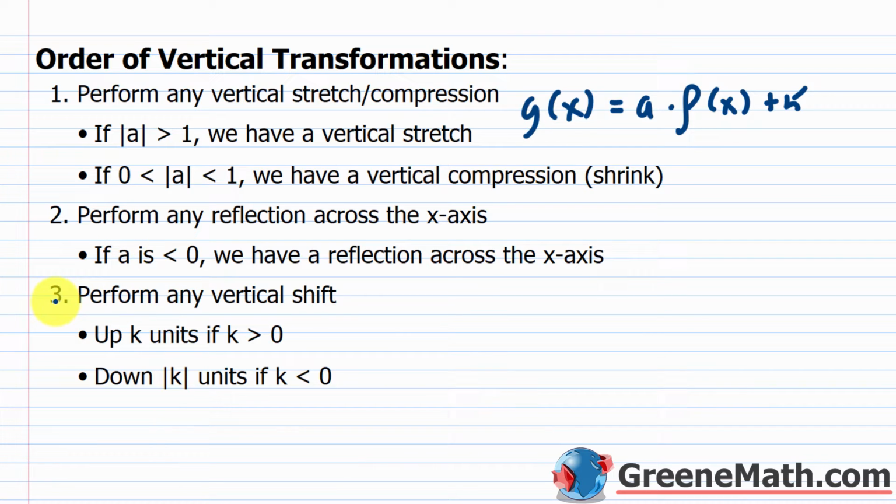It's just important that the third thing or the last thing you do if you're doing vertical transformations is that you perform any vertical shift. That would be last, again, because of the order of operations. So up k units if k is greater than 0, so if this is positive, and down by the absolute value of k units if k is less than 0, so if this is negative.